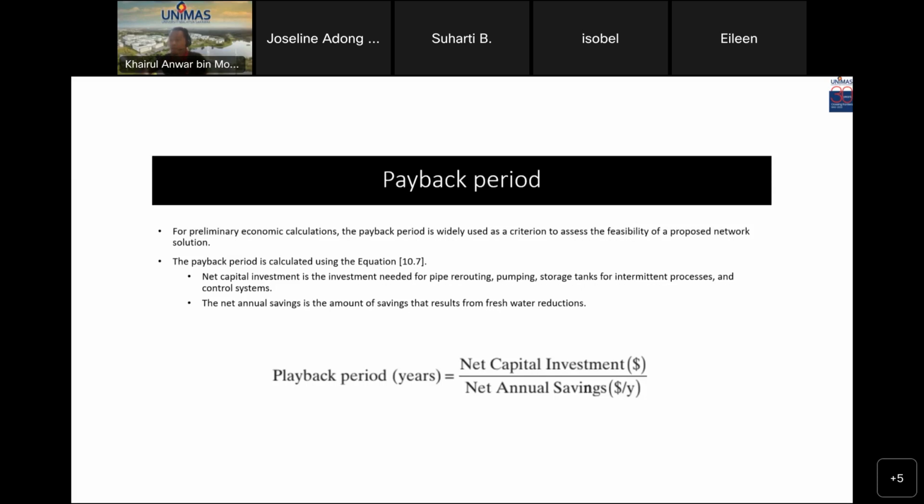The payback period is calculated as follows: net capital investment over net annual saving. So net capital investment is the investment needed for pipe rerouting, pumping, storage tank for intermittent processes, and control systems. The net annual savings is the amount of saving that results from freshwater reduction.